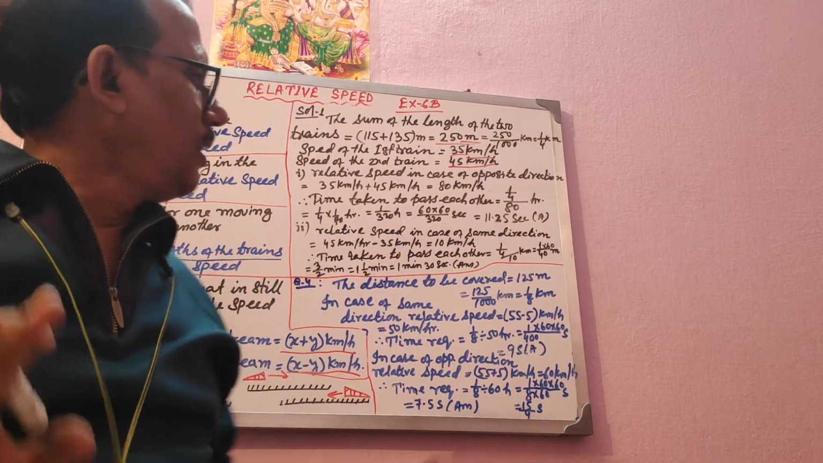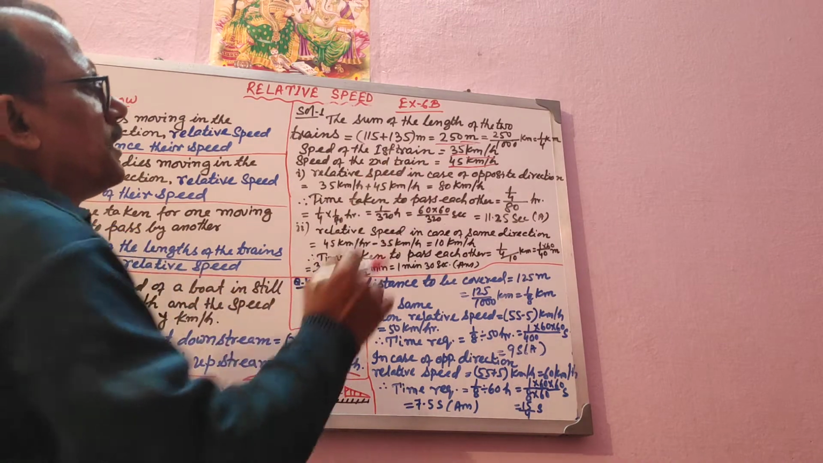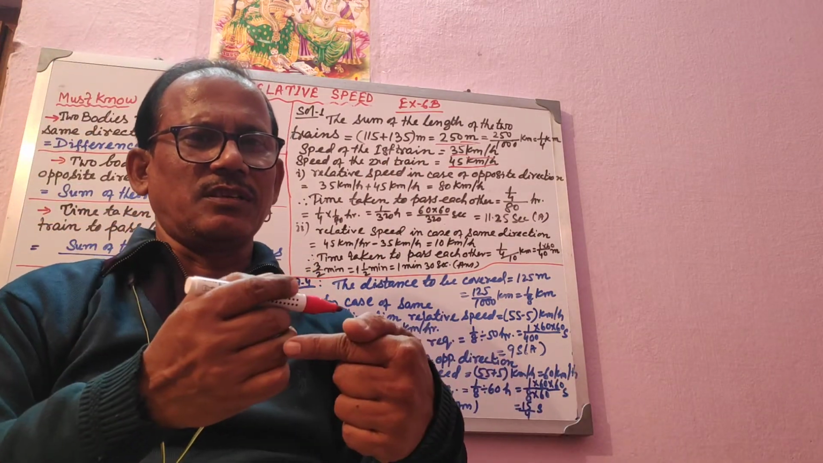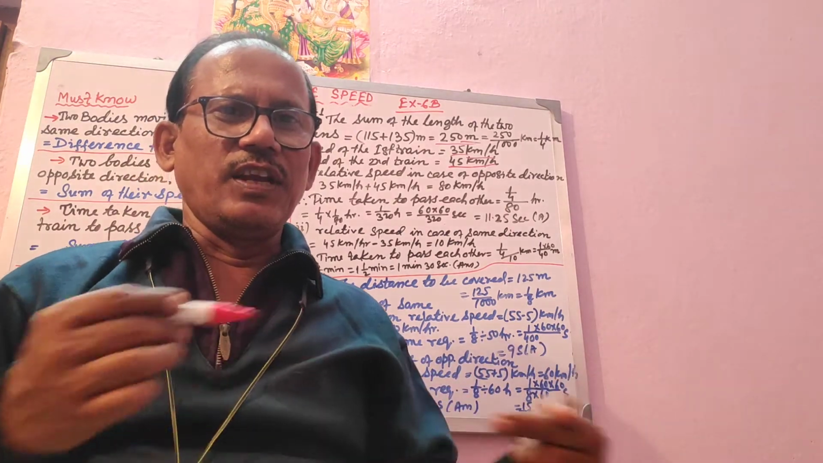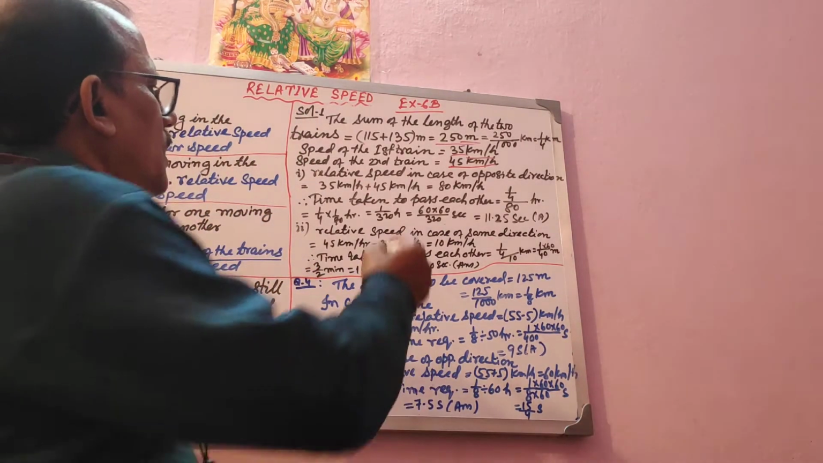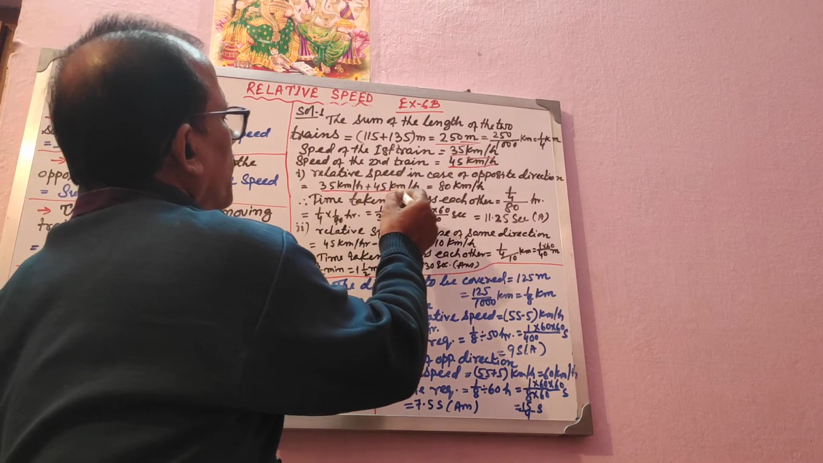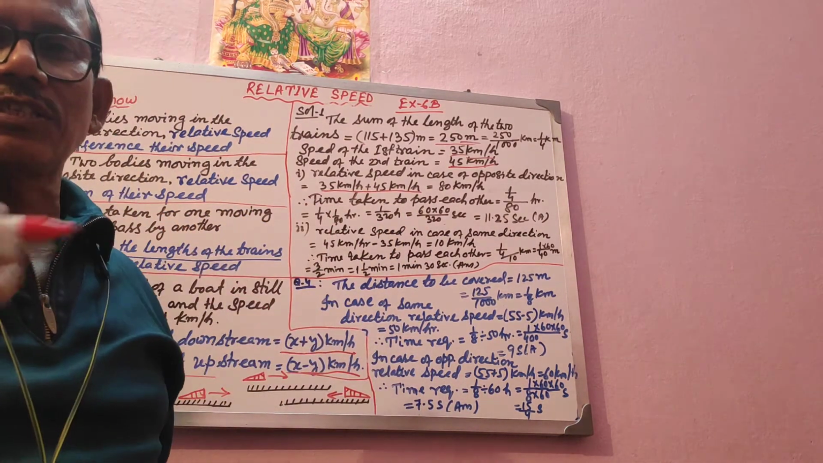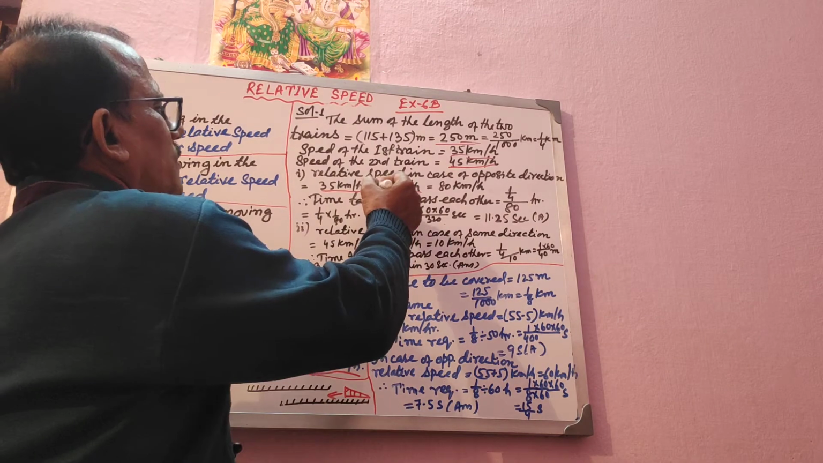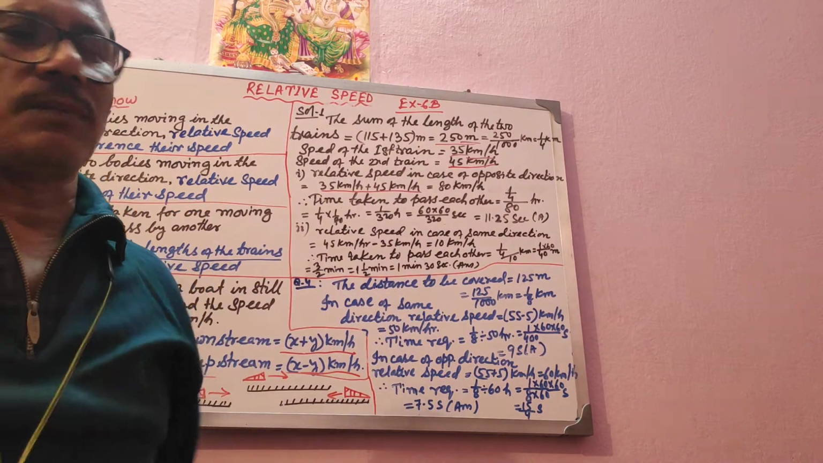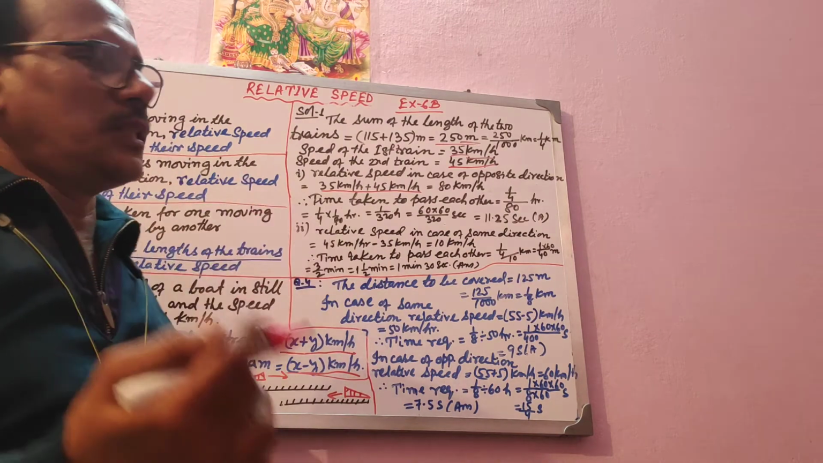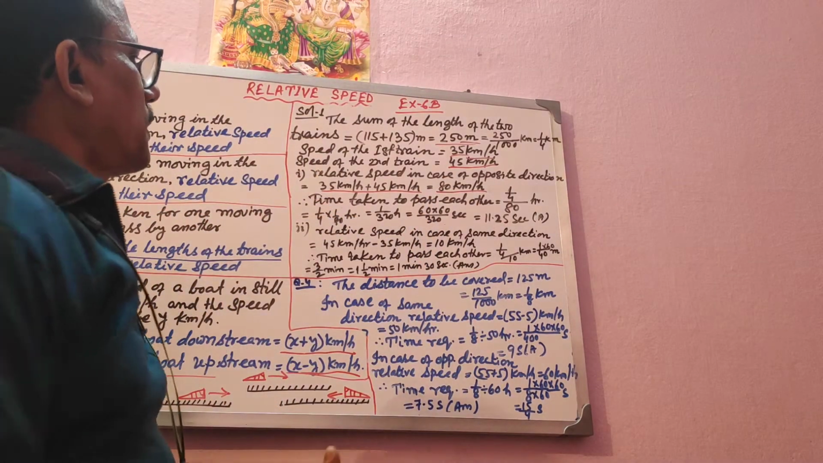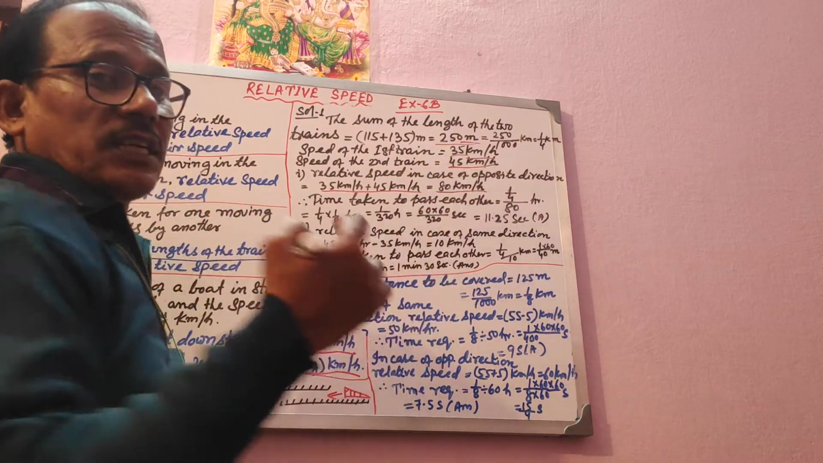Do you agree? Okay. Now the relative speed in case of opposite direction. What will be the relative speed in case of opposite direction? The speeds will definitely be added. So it will be 35 km per hour plus 45 km per hour. The first train is moving at 35 km per hour, and the second train is moving at 45 km per hour. So their summation will be the actual relative speed. So 80 km per hour. I am talking about the opposite direction.